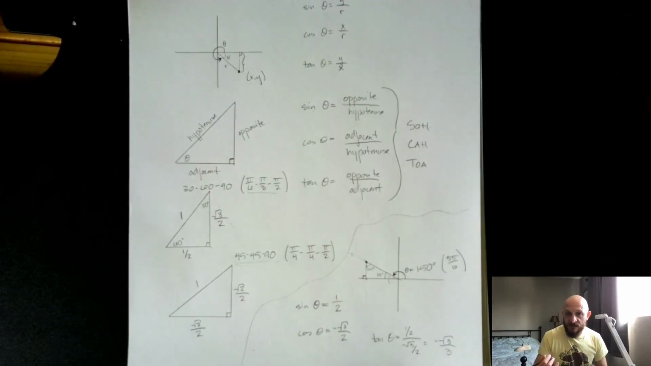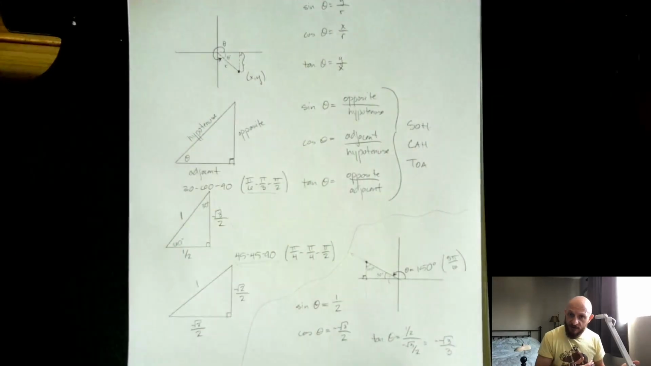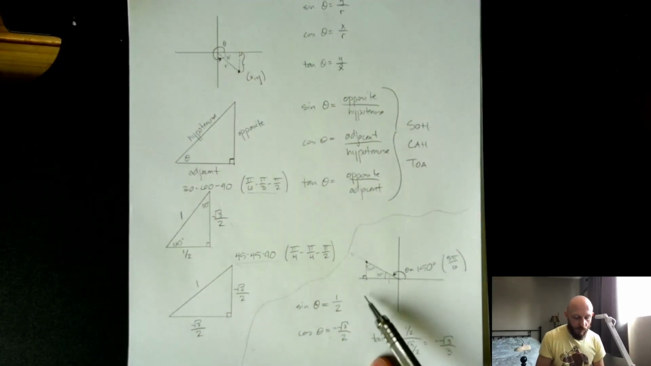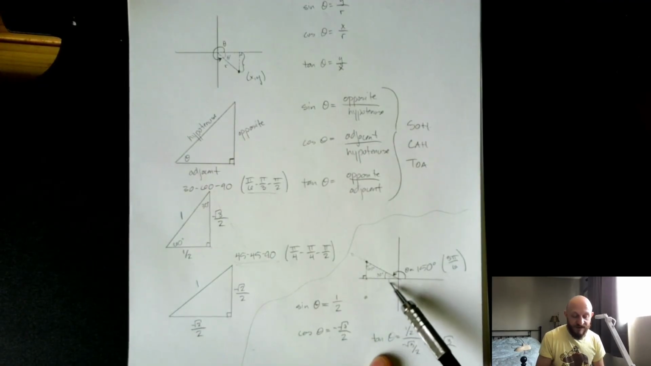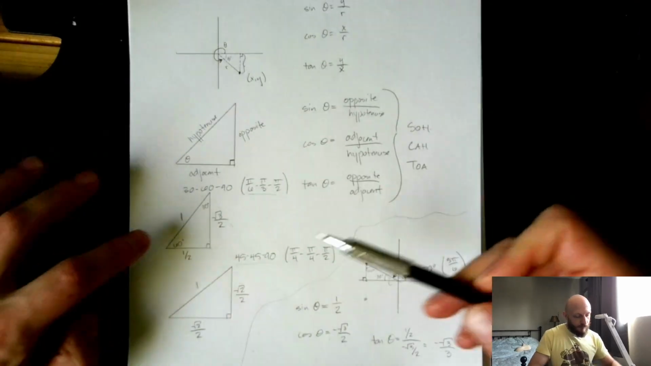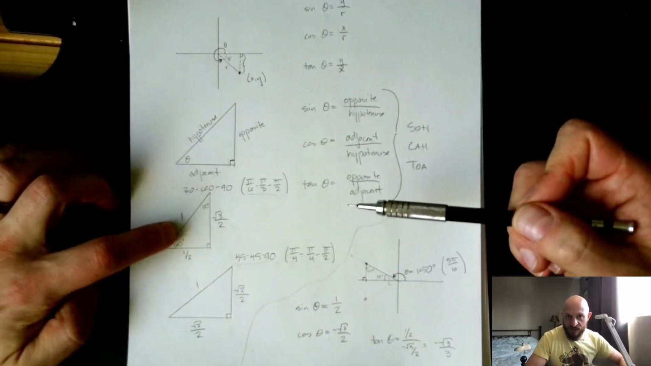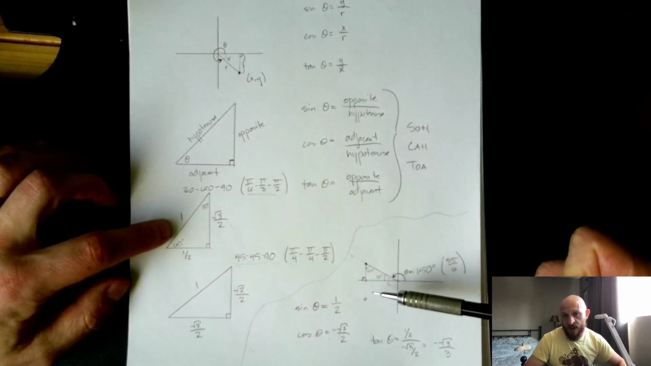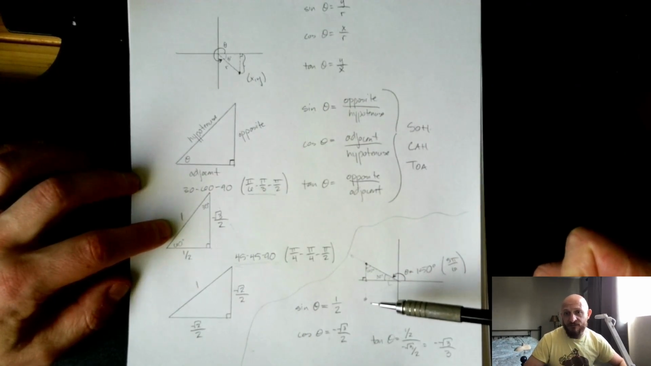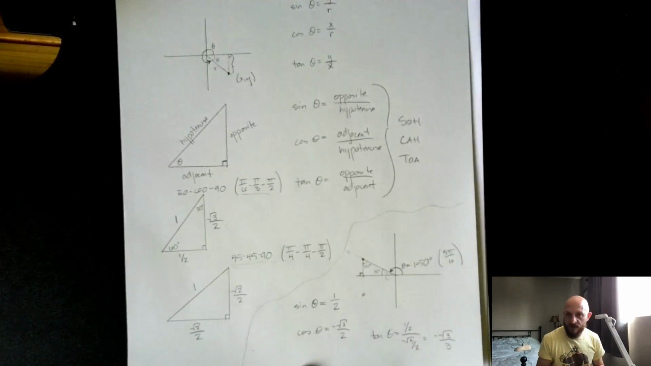But you'd have to take into account, is x positive or negative? Is y positive or negative? So if we were working with this point down here at 210 degrees, we're still using the 30-60-90 triangle. We can use those ratios, but we have to take into account that both x and y are negative at this point. So all that means is that both sine theta and cosine theta would be negative. Tangent theta, interestingly enough, would be positive, since it would be a negative over a negative, which becomes positive.